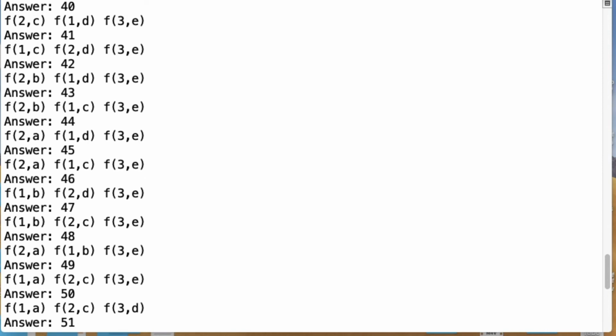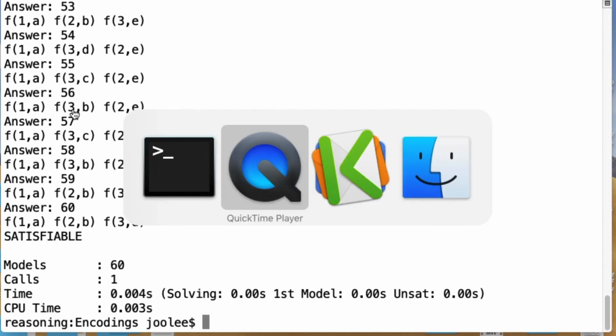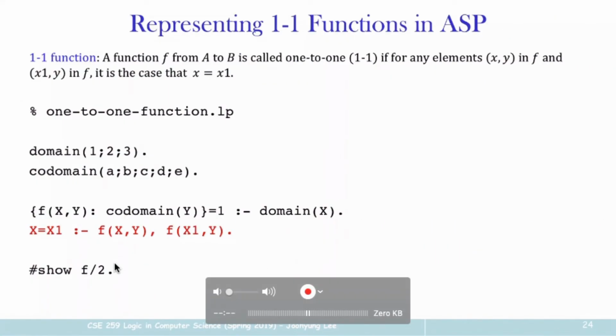And you can check whether each of them makes sense. If you look at this, 1 is mapped to one of A, B, C, D, E. 2 is mapped to one of the remaining of A, B, C, D, E. And then 3 is mapped to another remaining of A, B, C, D, E. Meaning that 1 has 5 choices, 2 has 4 choices, and 3 has 3 choices. So 5 times 4 times 3 is actually 60. So that's what you get here. Okay? So as you see, each of the stable models here represents a function. So if you count how many functions there are, you just see how many stable models there are.